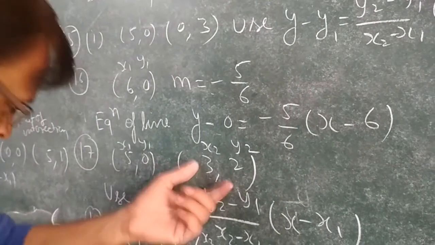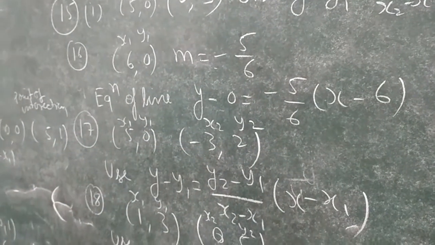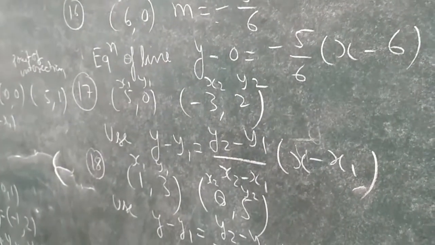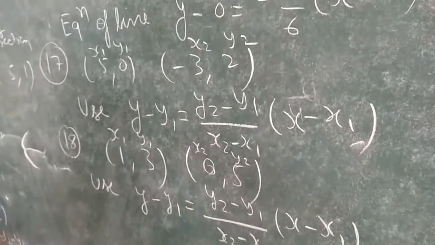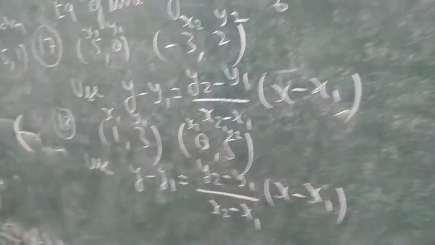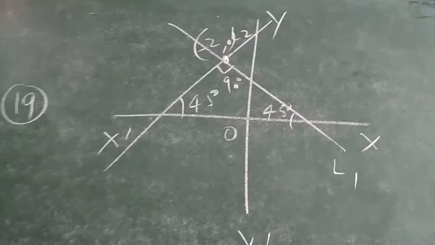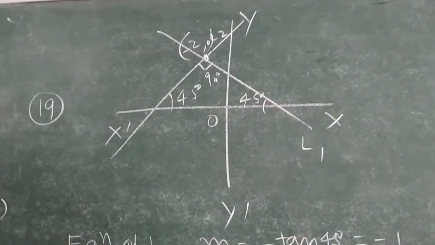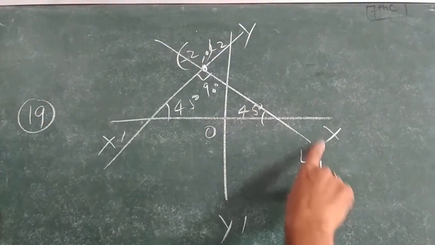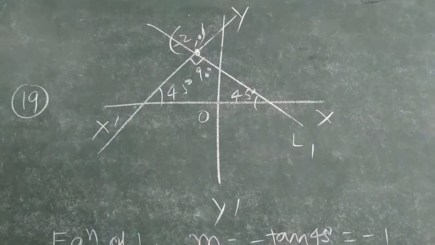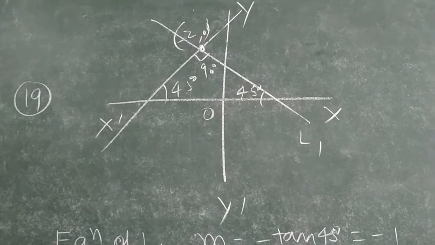17: two points are given, find the equation, so you can do it yourself. 18: again the same, use the two-point form of the line. 19: look at the figure, I drew it on the blackboard. These are two lines which are making equal angles with the axis, so we have to find their equations. This line I take as L1, this line I take as L2. L2 I just show separately so that it will be more clear to you.